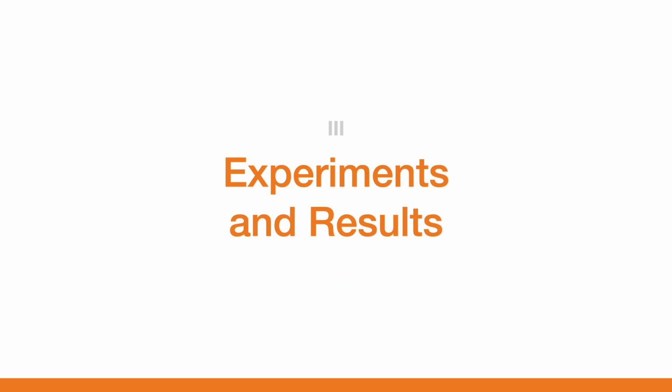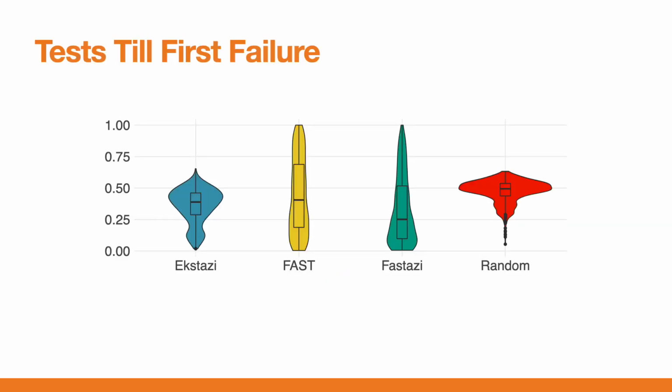So to show a little bit of the results we got, first, this is a metric that we used that is called test till first failure, which is how many tests were executed before we reached one that failed. And we can see here we have a violin plot for each of the competitors.